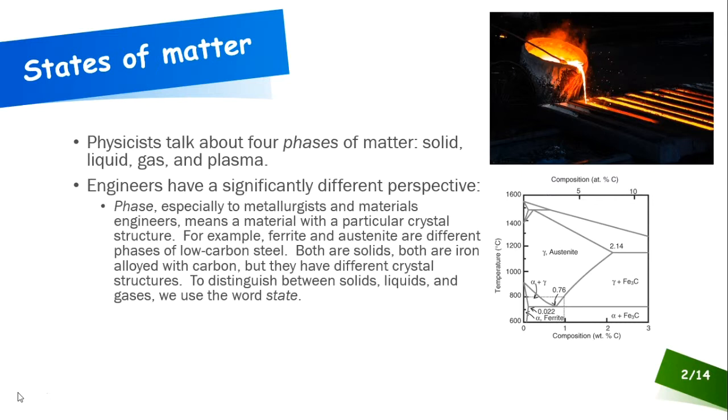Remember earlier we talked about crystal structure and how it's really important to know the crystal structure, because that ties into the mechanical properties and the thermal properties of your material. In order to distinguish between materials that have different crystal structures, we use this word phase. A good example is a common engineering material that we all know about: steel. Steel has many different crystal structures in it, and there are different combinations that you see there.